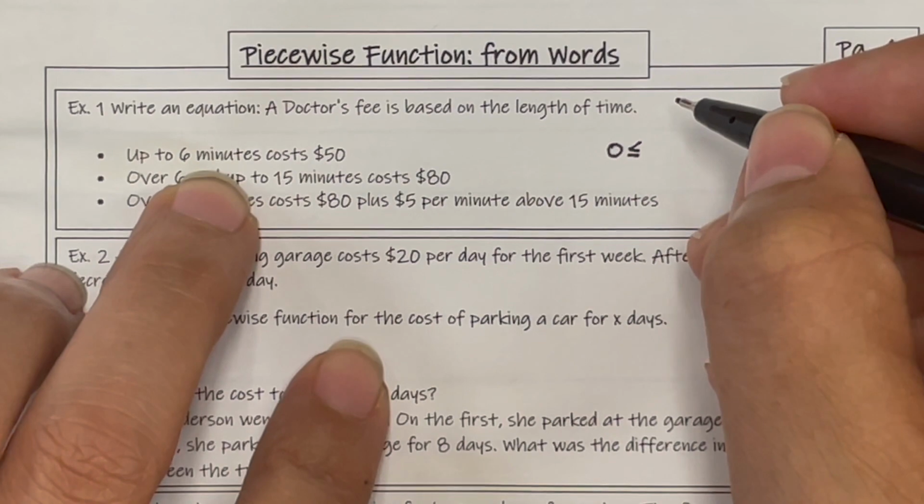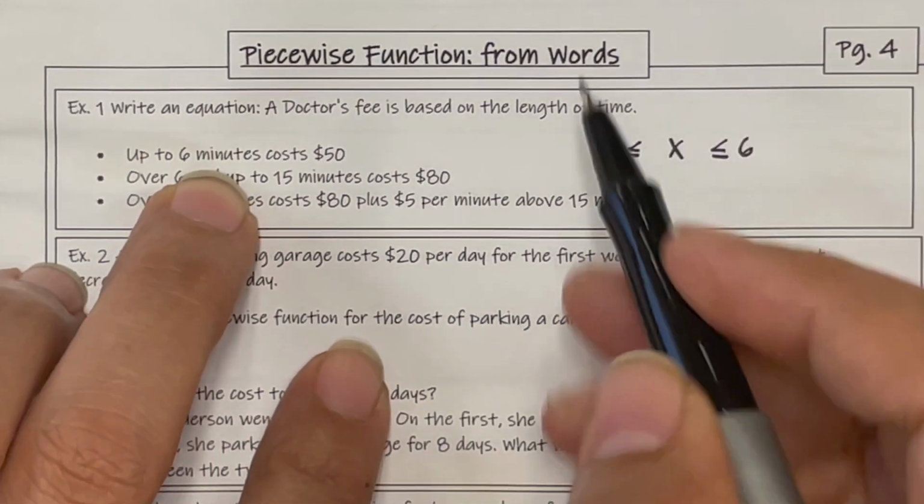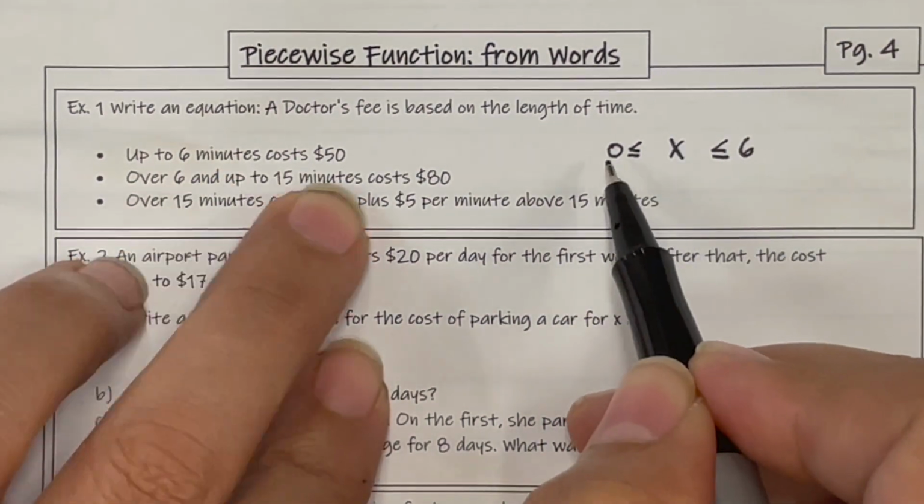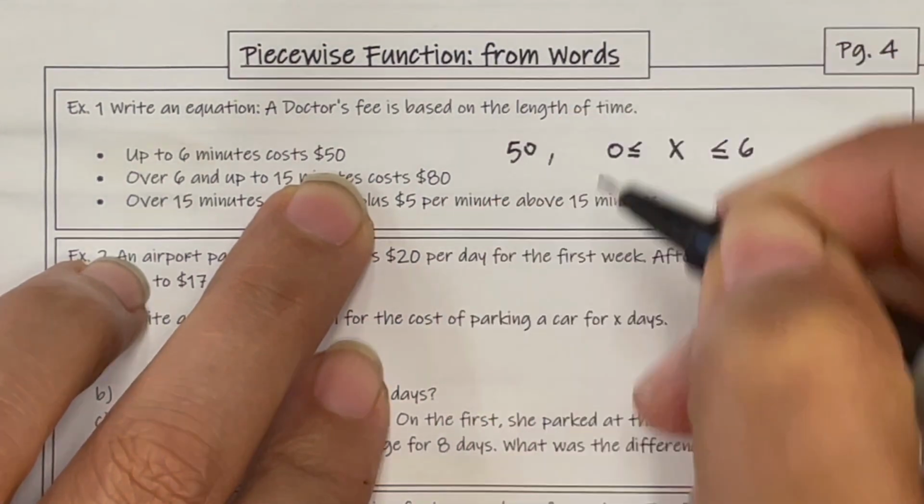That means you can't have negative minutes, so we're going to start at 0, and up to including 6. So x is between 0 and 6 inclusive. And that's going to be 50 bucks.